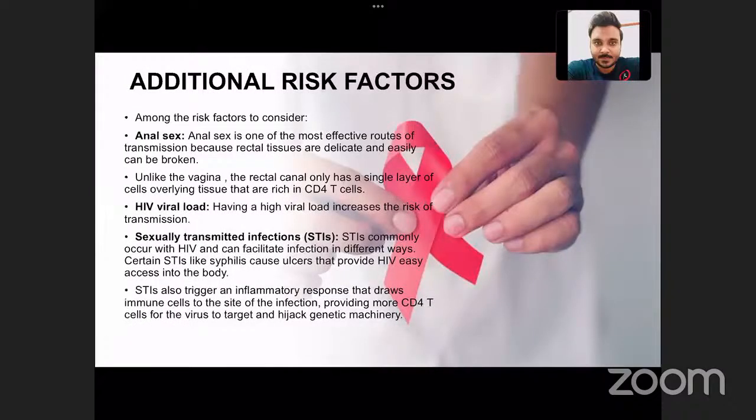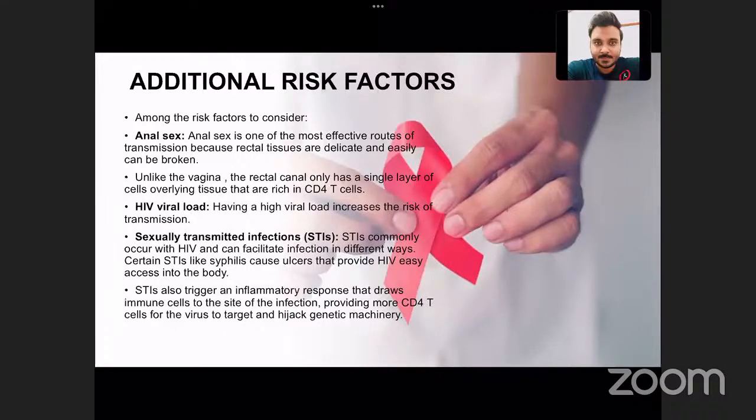Now, these are the additional risk factors. The first one is anal sex. Anal sex is one of the most effective routes of transmission because rectal tissues are delicate and can easily be broken. Unlike the vagina, the rectal canal only has a single layer of cells, overlying tissue that is rich in CD4 cells.